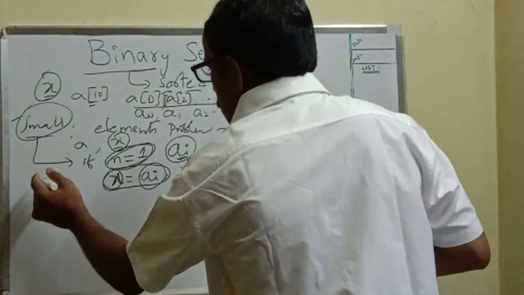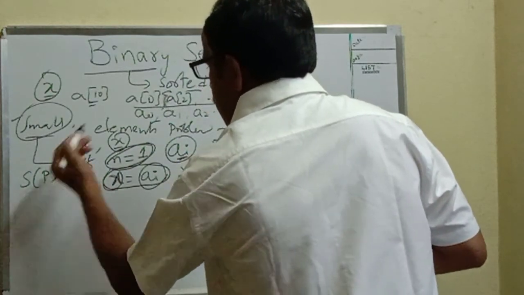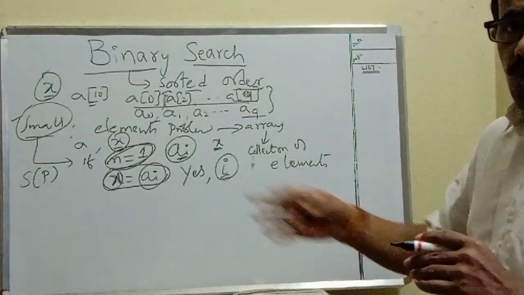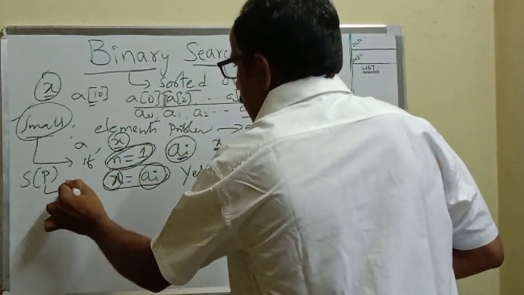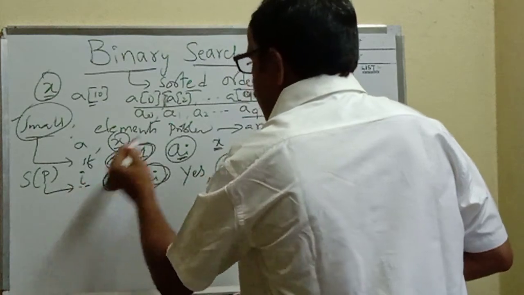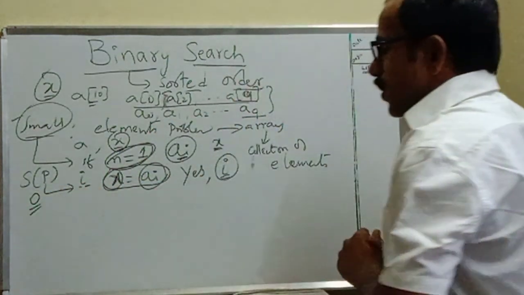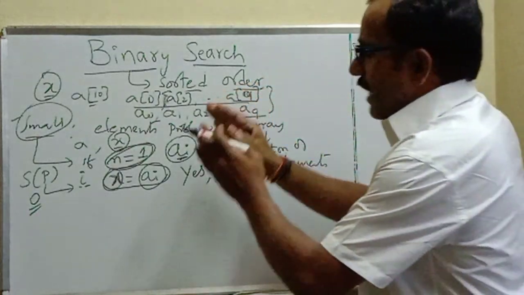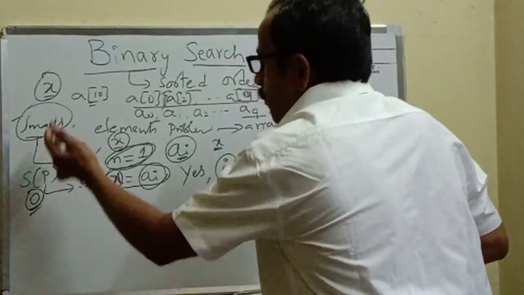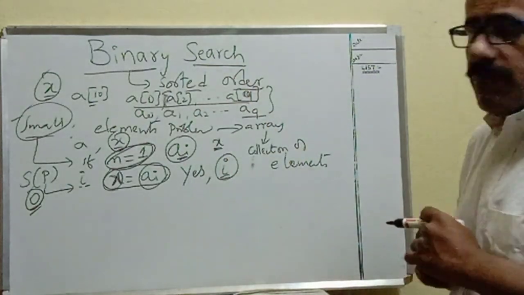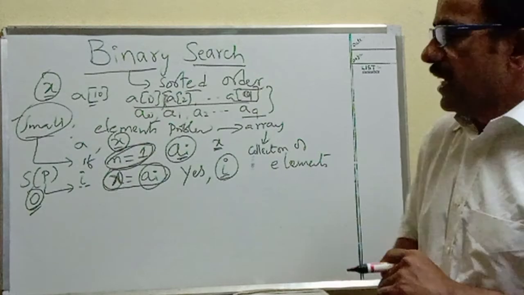But according to the divide and conquer approach, we mentioned S of P, because S of P was the direct solution for the problem. S of P returns I if x equal to a of I, otherwise the result is 0. So this procedure returns the I value on S of P, or returns 0 as a result if the problem is very small. So this is the first constraint under the divide and conquer approach.